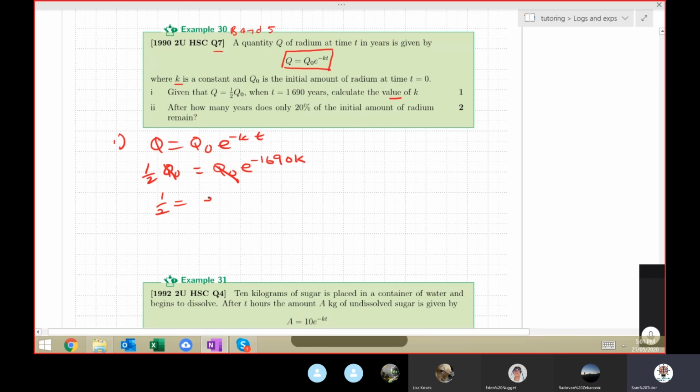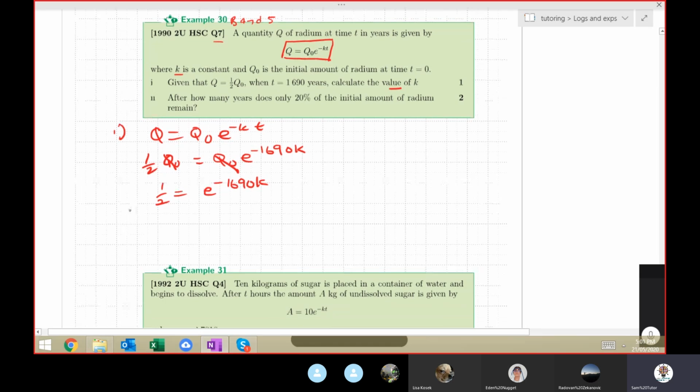Half equals e to the negative 1690K. Remember, I'm trying to solve for K. What do I do to both sides? Log. Now we log. Log of half is just log of half. You can't do anything to that. Log of e, we know what we can do with powers. Bring the powers down.